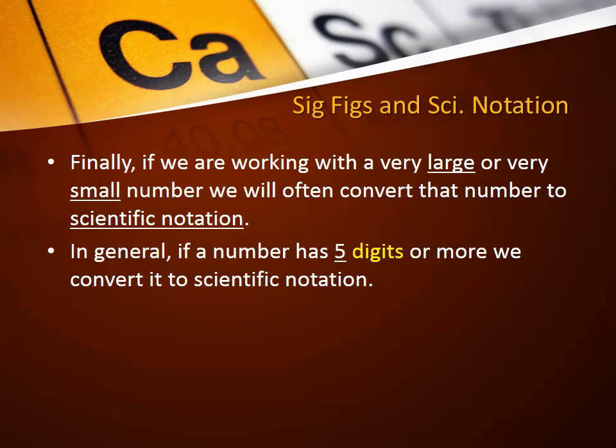Finally, if we are working with a very large or very small number, we will often convert that number to scientific notation. In general, if a number has 5 digits or more, your notes may say units, sig figs, we convert it to scientific notation. It's not quite a set rule, but that works for most cases.